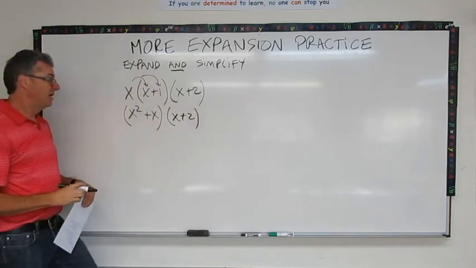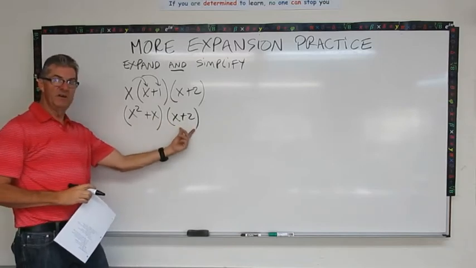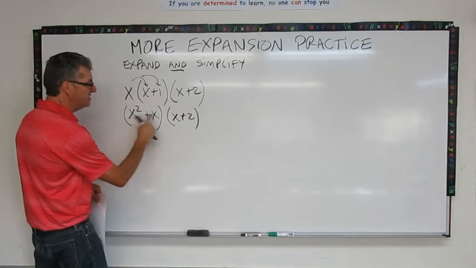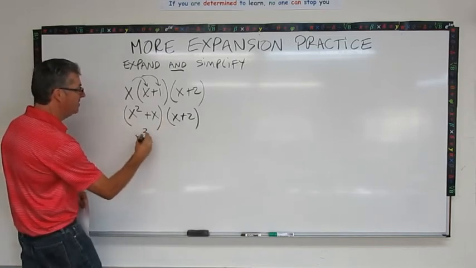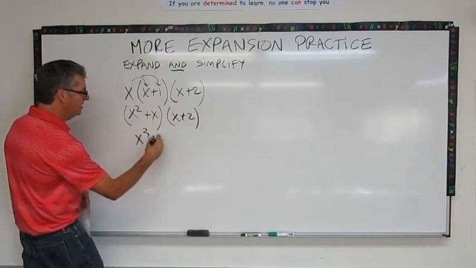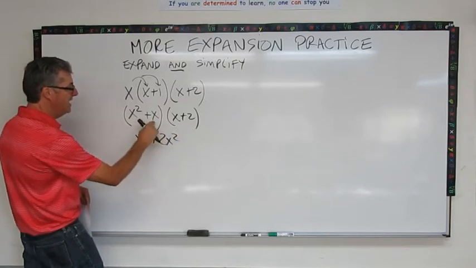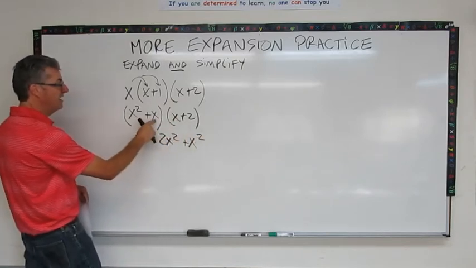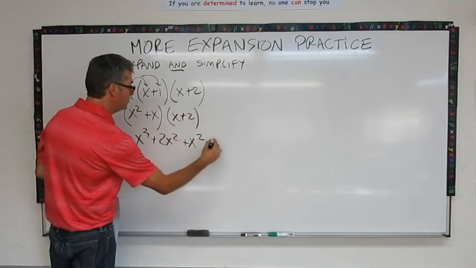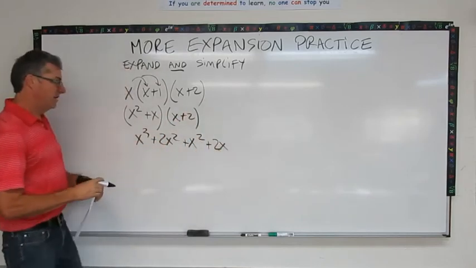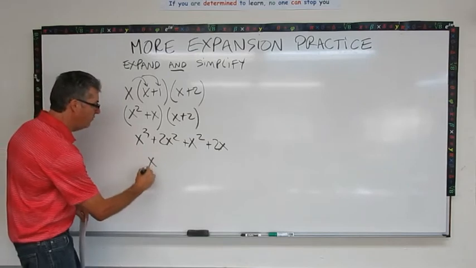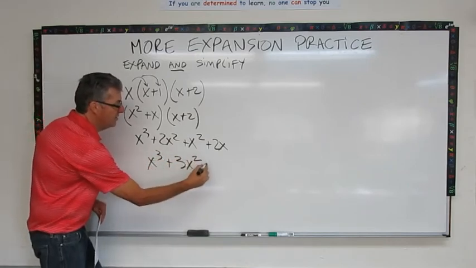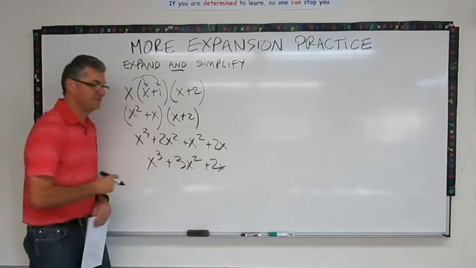Now I just have a binomial times a binomial. This is the product rule, or FOIL. So x squared times x gives me x to the third. x squared times 2 gives me plus 2x squared. x times x gets me another x squared term. And finally, x times 2 gets me 2x. Combine my like terms. I only have 1 cubed, plus 3x squared plus 2x.